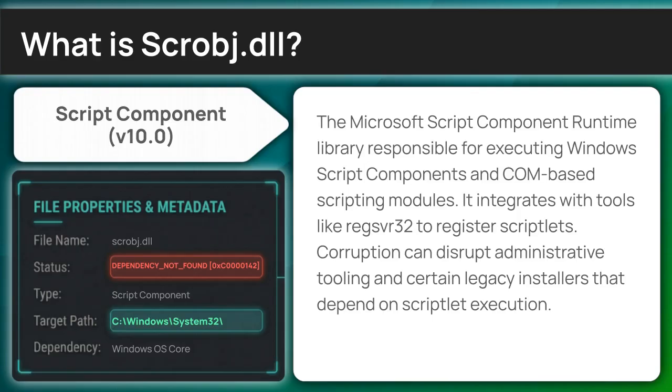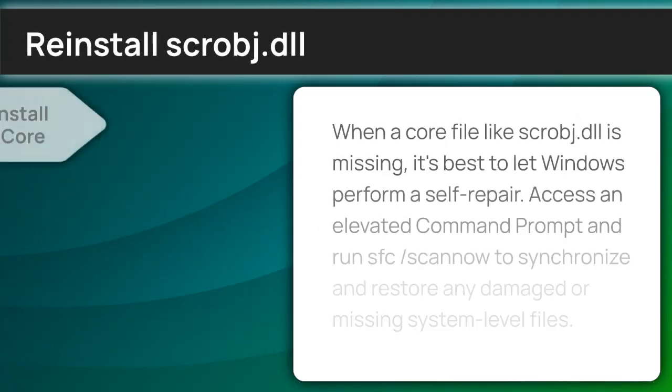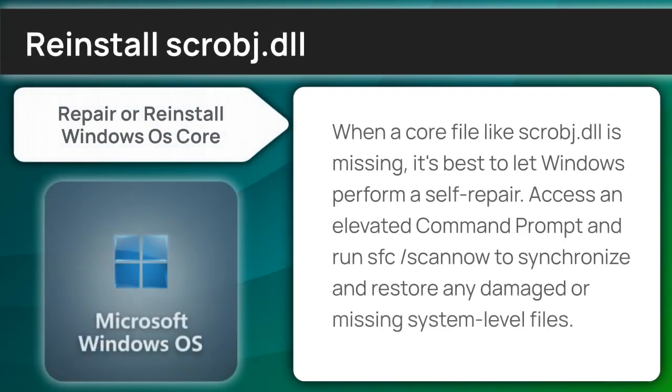Our first move is installing a fresh, clean copy of the library. When a core file like script object module DLL is missing, it's best to let Windows perform a self-repair. Access an elevated command prompt and run sfc /scannow to synchronize and restore any damaged or missing system-level files.